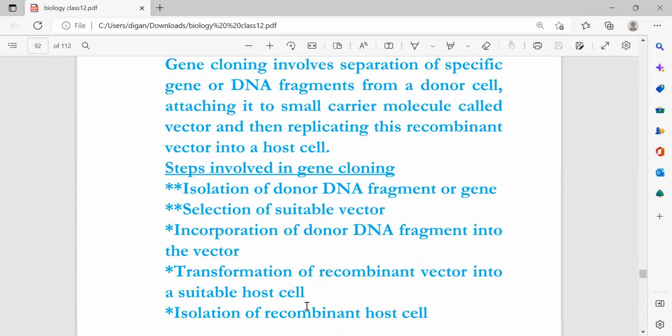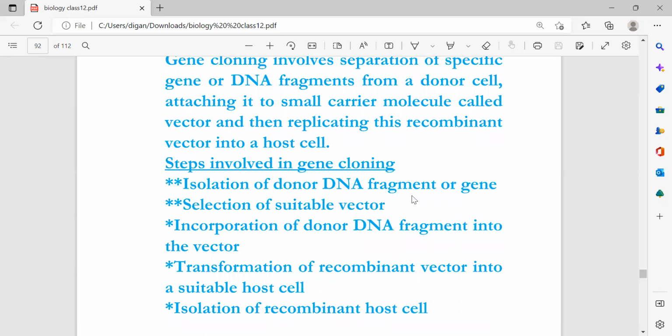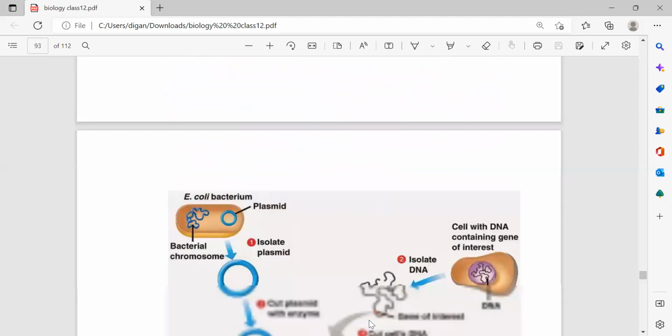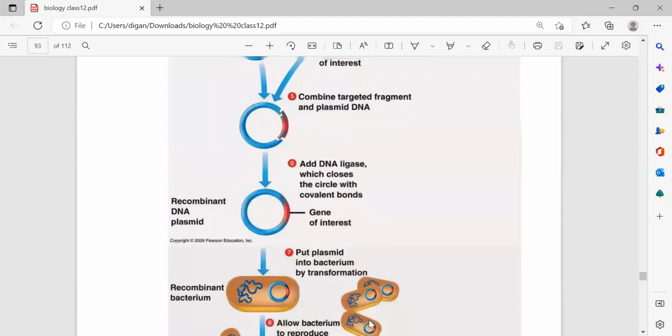The steps involved in gene cloning are: first, isolation of the donor DNA fragment or gene. Second, selection of a suitable vector into which the desired DNA is inserted. Then incorporation of the donor DNA fragment into the vector, transformation of the recombinant vector into a suitable host, and isolation of the recombinant host cell. And I am giving the diagram of gene cloning also.